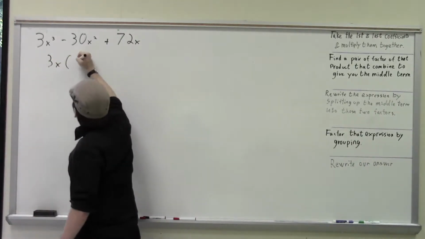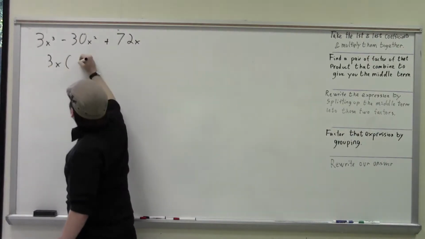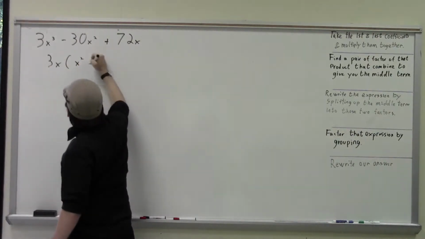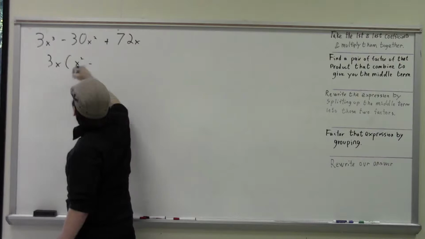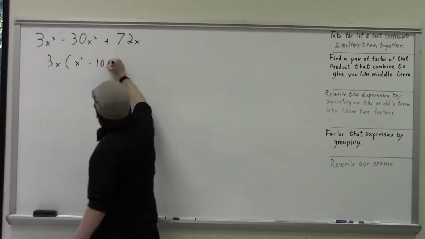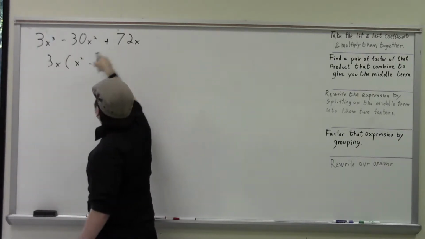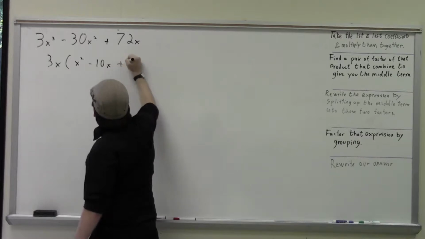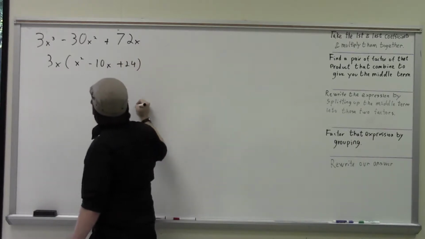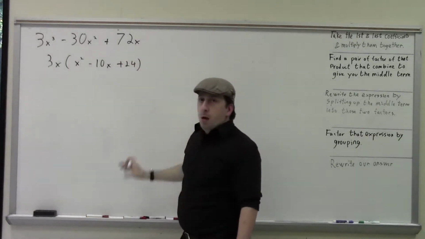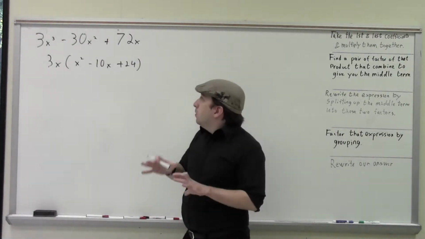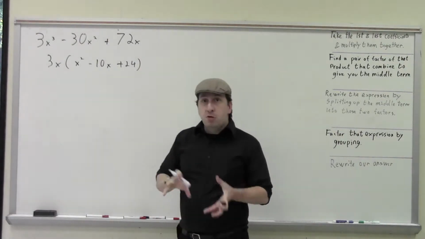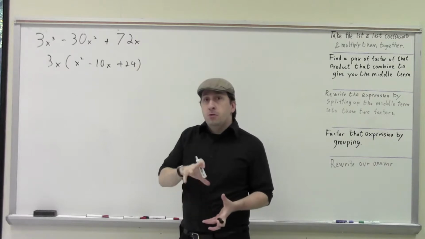Okay. So when I divide 3x cubed by 3x, I get x squared. When I divide 30x squared by 3x, I get negative 10x. When I divide 72x by 3x, I get 24. Now, at this point, we're going to proceed with our technique.